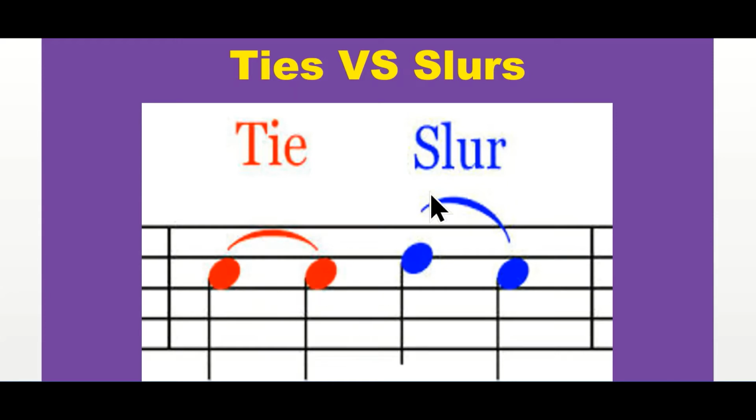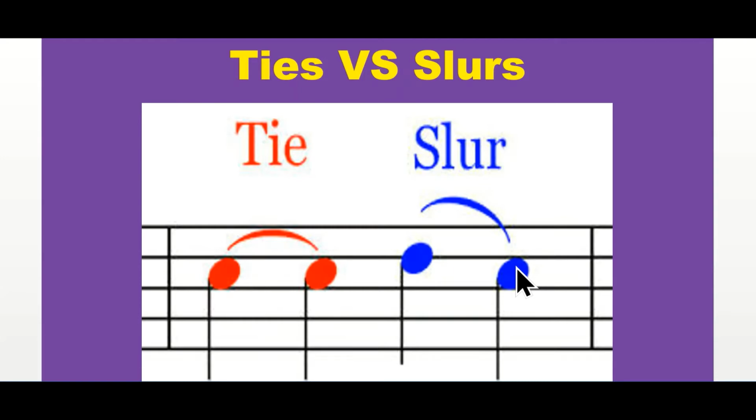Now, a slur, by definition, is a curved line connecting notes of 2 different pitches. So if we were in treble clef, we have a D and a C. If we were in bass clef, we have an F and an E. Also the idea of slurring is we're actually making these notes smooth. We call that in music legato.